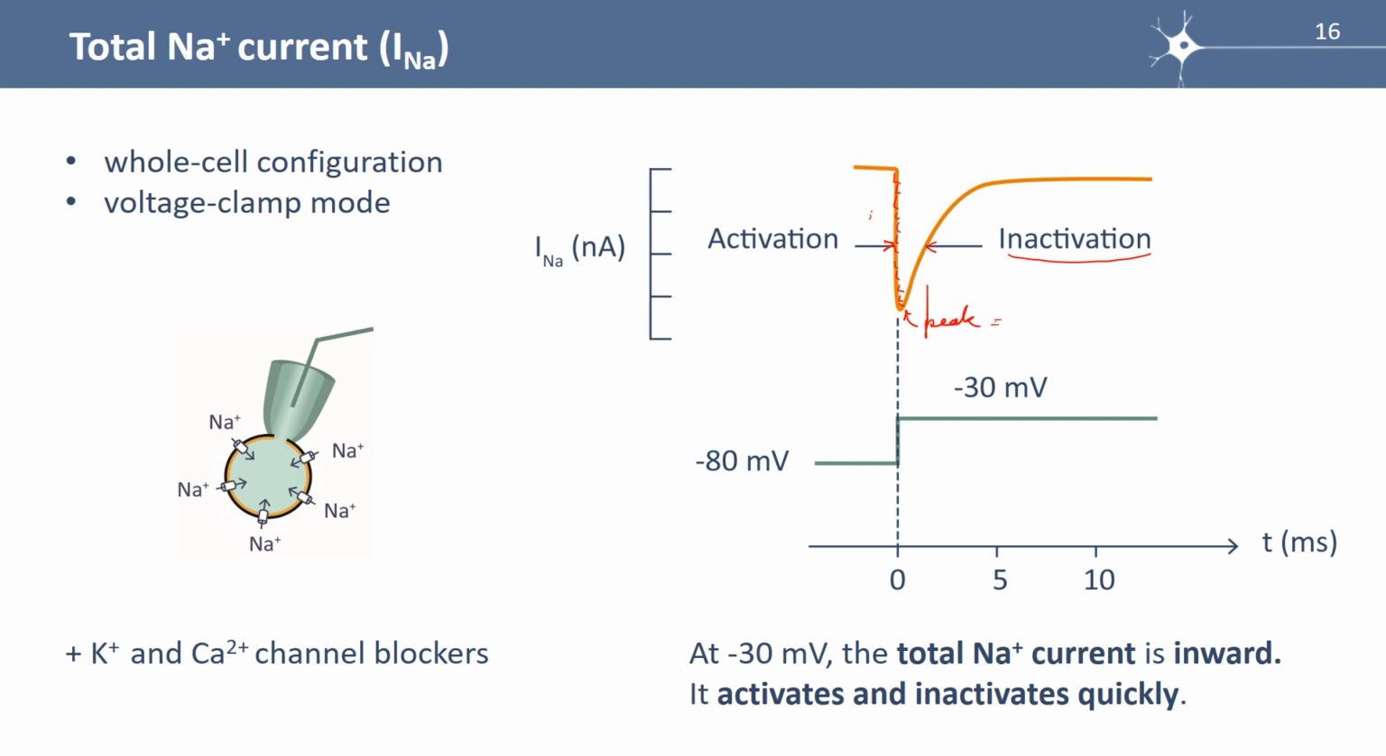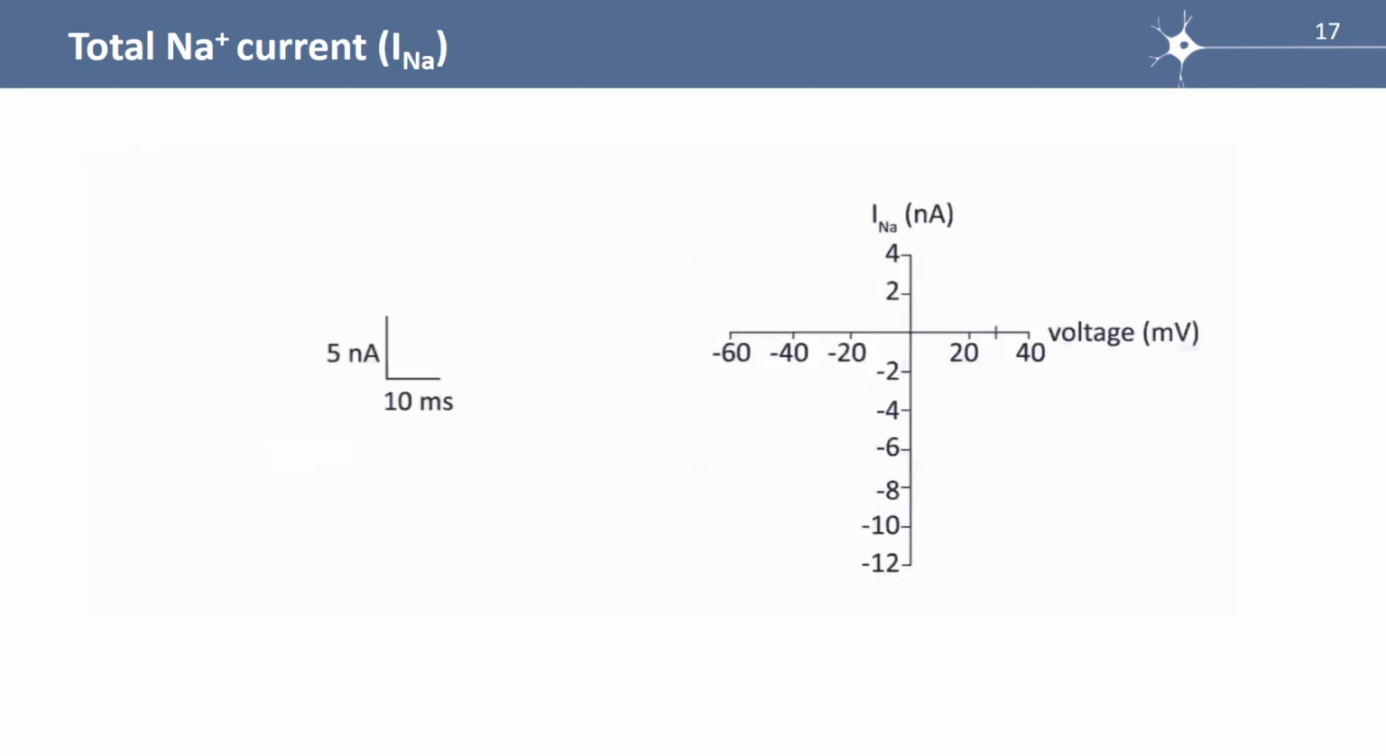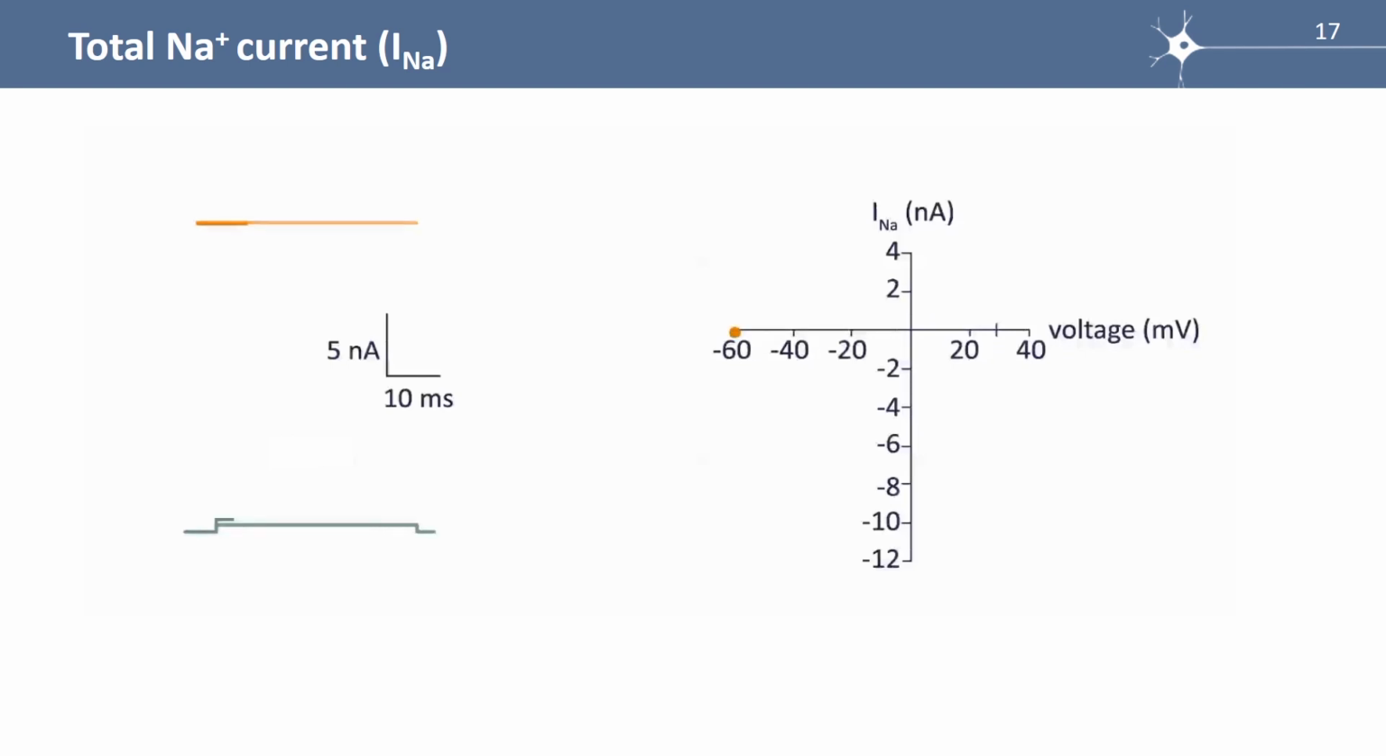Now, if we give depolarizing steps of various amplitude, if we increase these depolarizing steps, what do we get? We get what we call a family of currents. So here we increase the amplitude of the depolarizing step, in green, and we record the total sodium current in response to these different depolarizing steps, and you see now the current inverted, reversed.